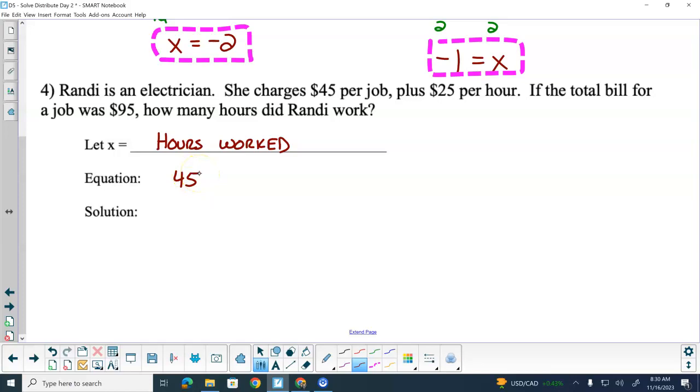Then, on top of that, she's going to charge you $25 an hour. How can I represent $25 an hour? Plus 25x. Yep, because she is going to add that to the bill. And that's going to equal how much we paid, and we paid her $95. So there's our equation.